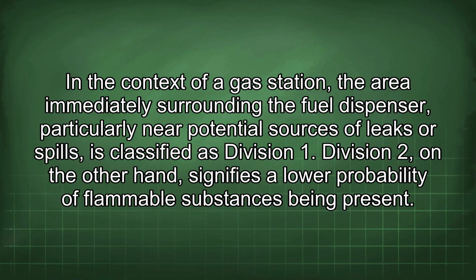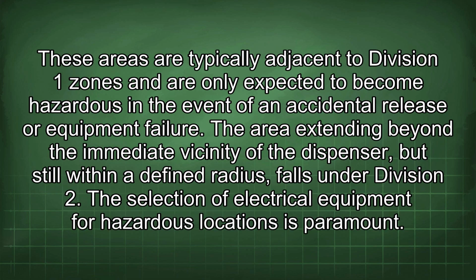Division 2, on the other hand, signifies a lower probability of flammable substances being present. These areas are typically adjacent to Division 1 zones and are only expected to become hazardous in the event of an accidental release or equipment failure. The area extending beyond the immediate vicinity of the dispenser, but still within a defined radius, falls under Division 2.